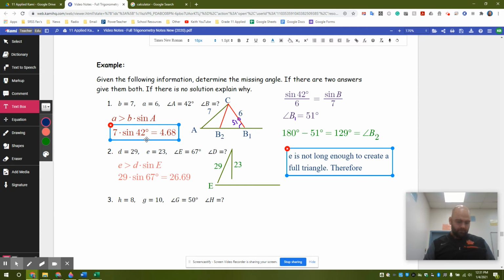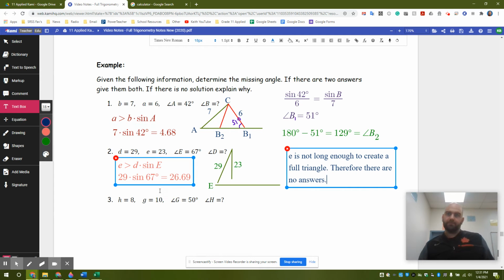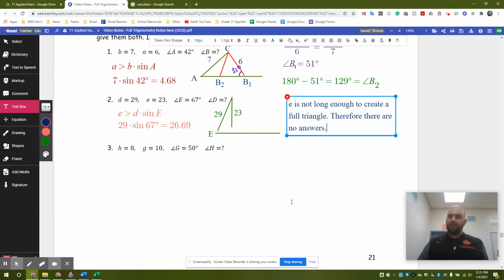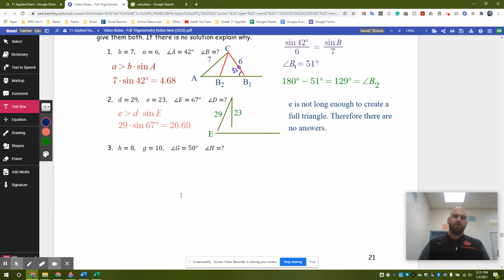Therefore, there are no answers. Little e is not long enough, and so therefore we just do not have any answers. That is your answer. As long as you've shown this here, it's not no answer: E is not long enough to make this work.